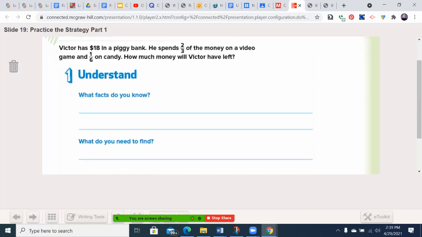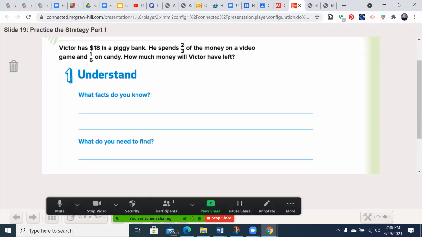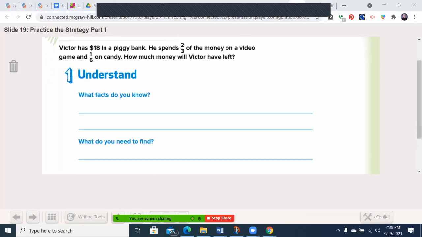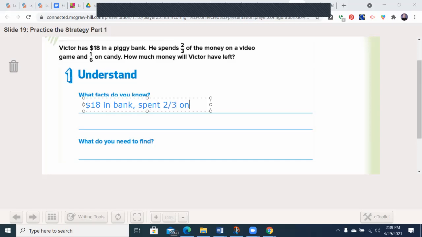All right, so Victor has $18 in a piggy bank, spends 2/3 of the money on video games and 1/6 on candy. How much money will Victor have left? Facts do I know? Let's get my annotation tool here. $18 in the bank. Spent 2/3 on video games and 1/6 on candy.